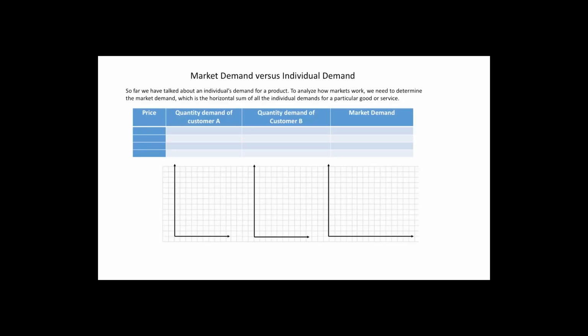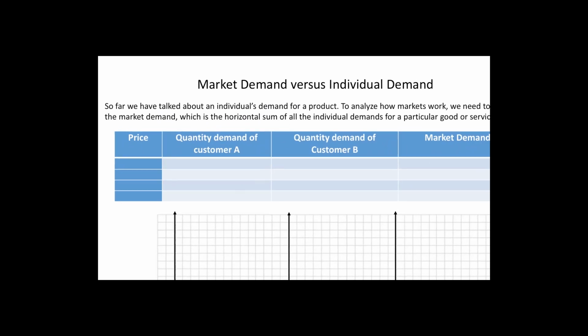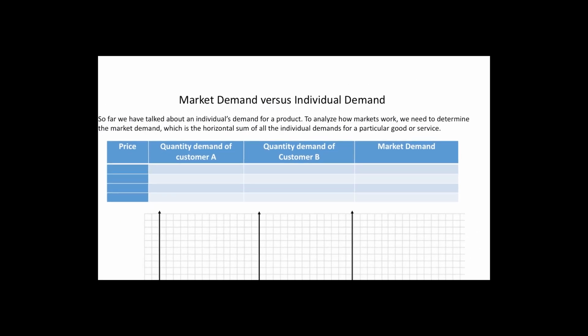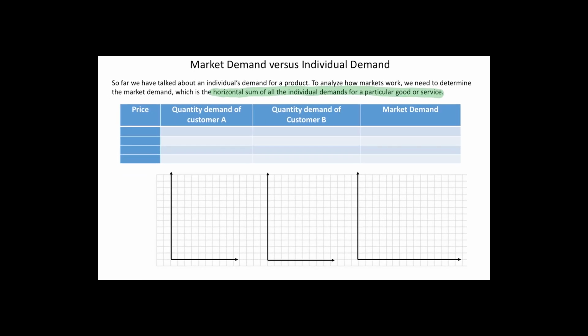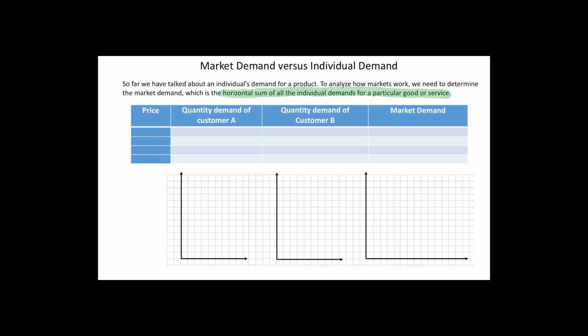So we have to figure out how an individual demand curve can help us construct a market demand curve. First thing you need to know is that a market's demand curve is the horizontal summation of all individual demand curves for a good or service. What does that mean? Let's suppose there is a product, Pepsi, and Pepsi wants to see what is their total market demand. So they assume that there is customer A and there is customer B in the market. There's only two customers.